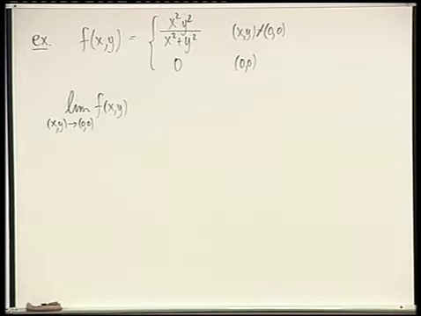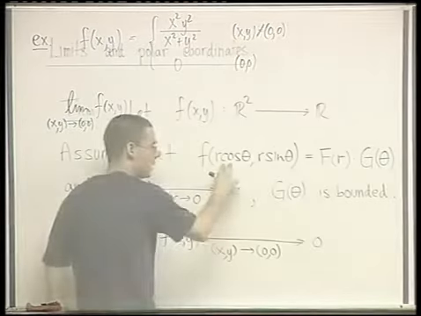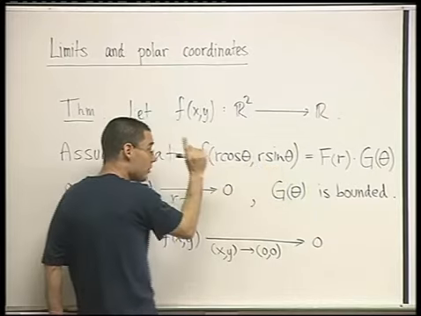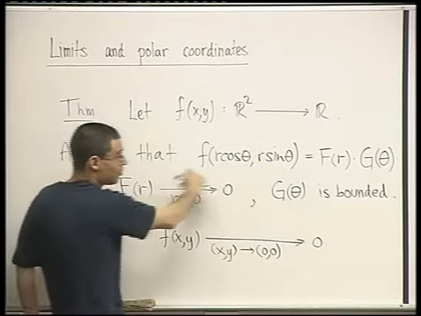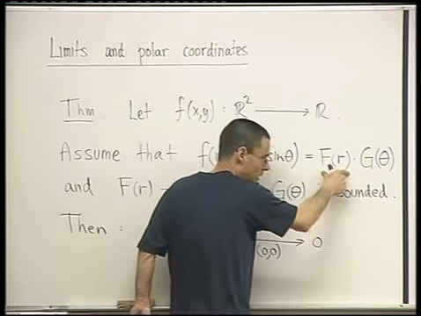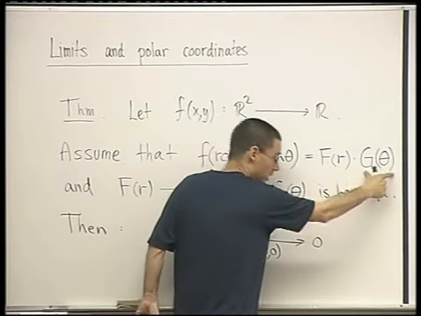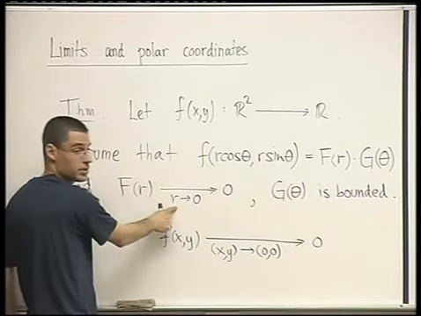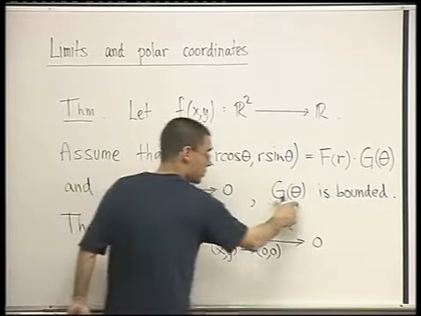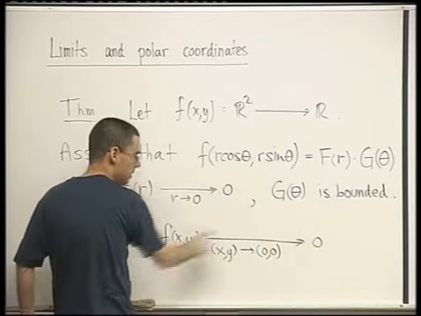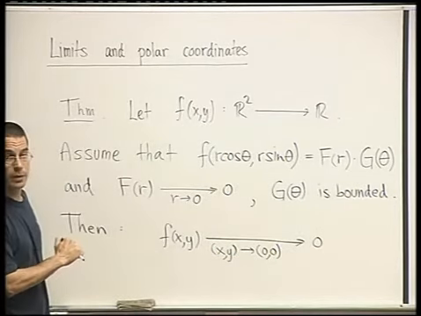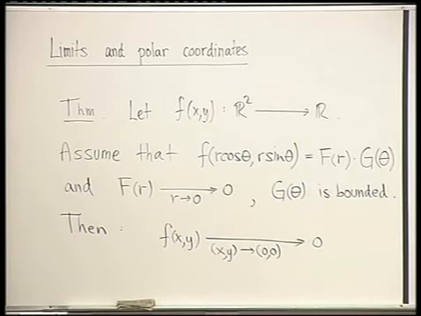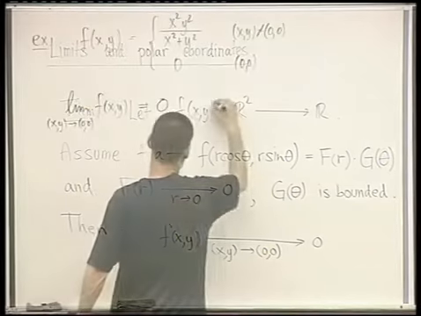The theorem says, convert to polar coordinates. Plug in r cosine theta for x, r sine theta for y. If it breaks into a product of one expression containing only r's and one expression containing only thetas, such that the r expression tends to 0 as r goes to 0, and the theta expression is bounded, then the limit of f is 0 at the origin. Okay? Let's see if this holds. So we're going to show that this is in fact 0. Proof.